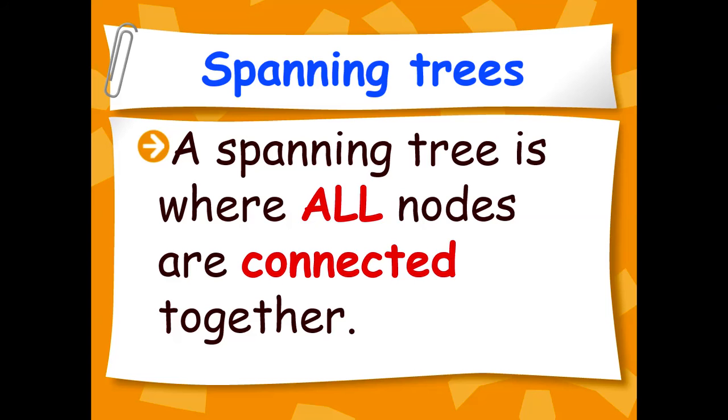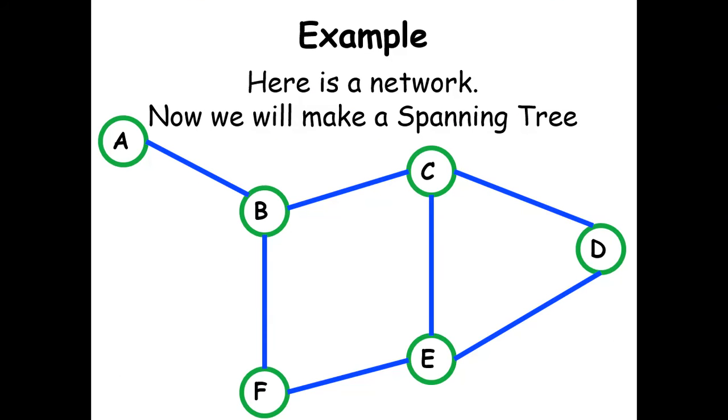So I could just have a tree which is a part network, but a spanning tree means it spans everything. Okay, all of the nodes are spanned. So here's a network, A, B, C, D, E, F. We're just going to make a spanning tree from this network so that we can understand what it is.